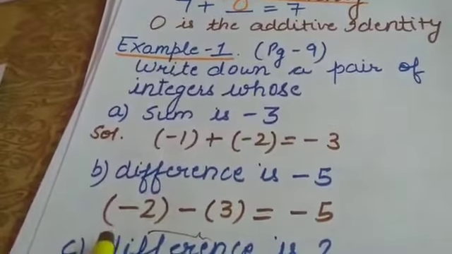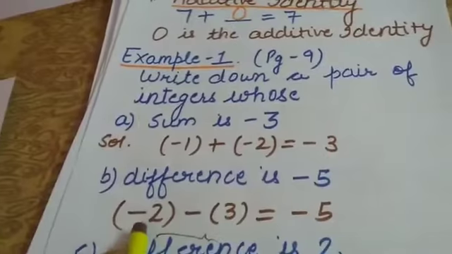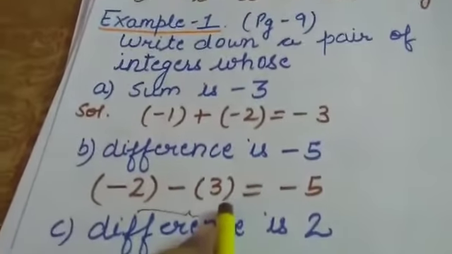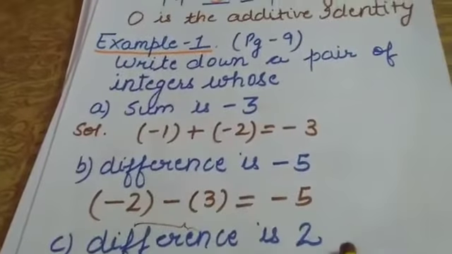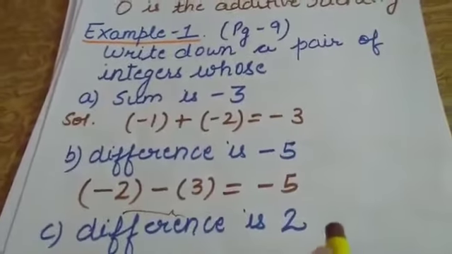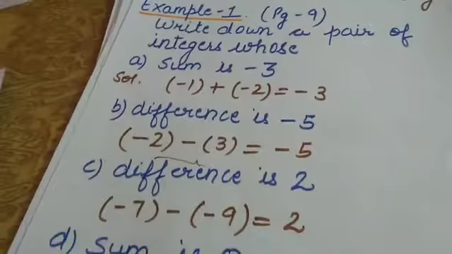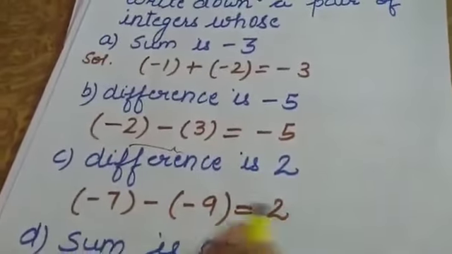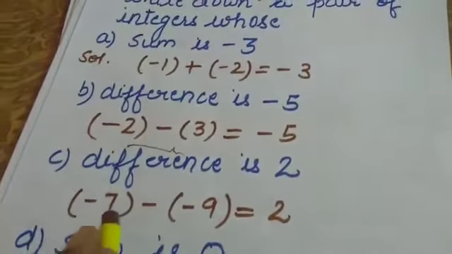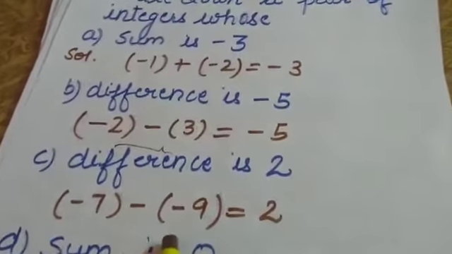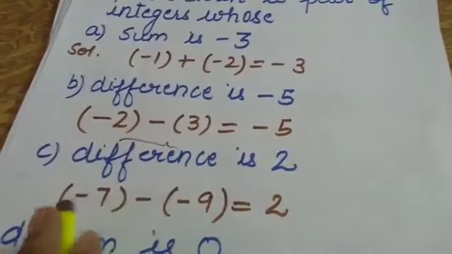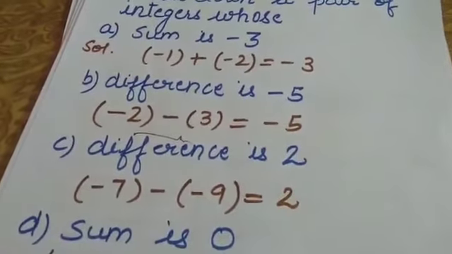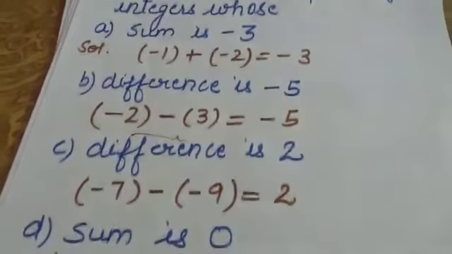So I thought of two integers, -2 and +3. If I subtract them, I will get the result -5. Third part: you have to write down a pair whose difference is 2. -7 minus -9. Minus minus is plus, so -7 plus 9 gives you 2. So this is an example which satisfies the given condition.